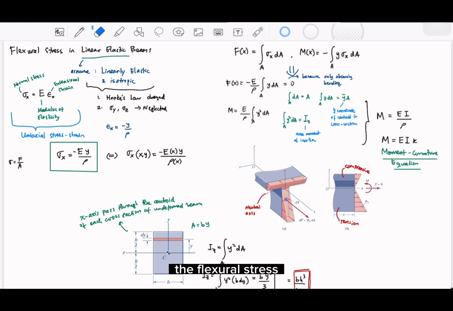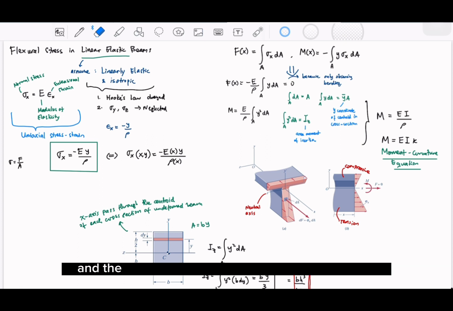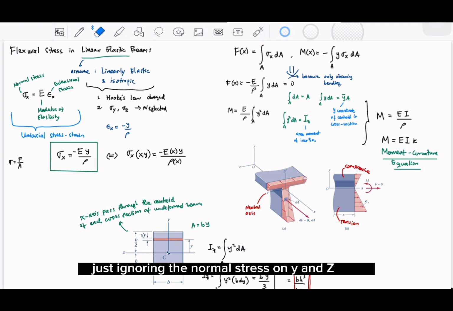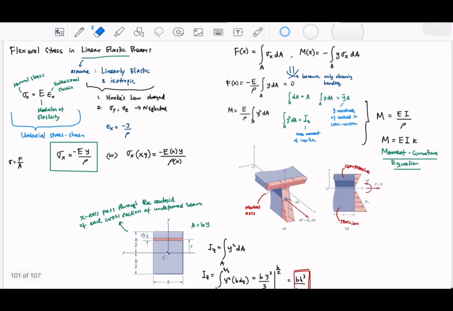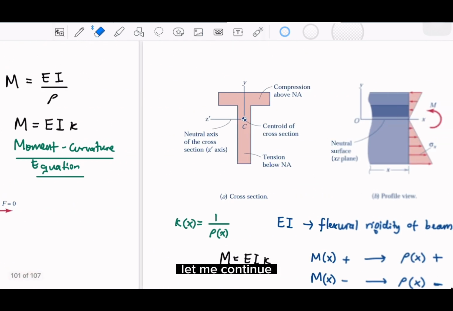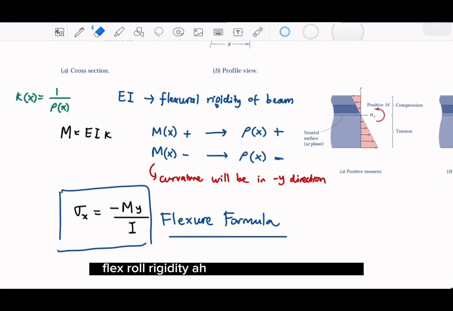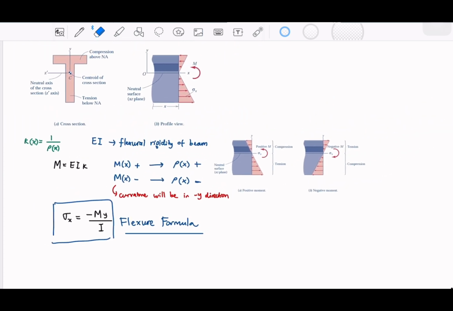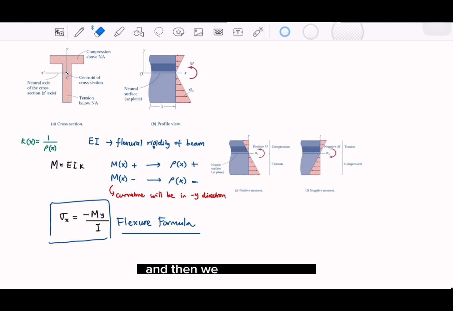So the flexural stress, and the basic understanding is based on Hooke's law, the same, and then we simply ignore the normal stress on the y and z axes. So we are going to see that the material assumptions will be elastic, linear, and isotropic. Okay, this is the one that's important here. Okay, let me continue. Flexural rigidity, here, the flexure formula. Okay, and then we can start some examples.